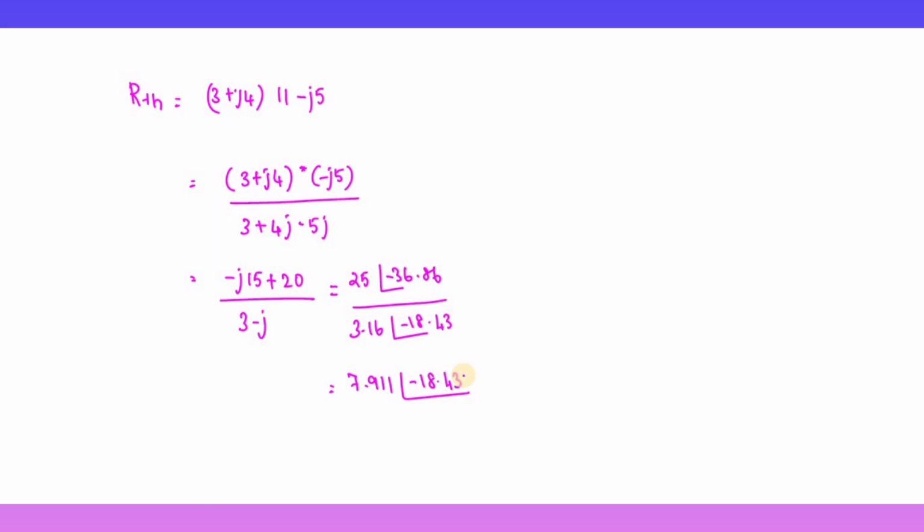So the next step is to find, if I want to convert this, okay. So you can convert this polar form into again a rectangular form. Okay, that is in terms of complex number form. Okay. So next to find VTH.